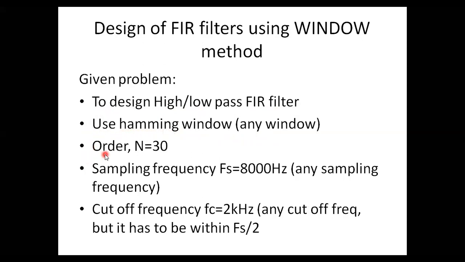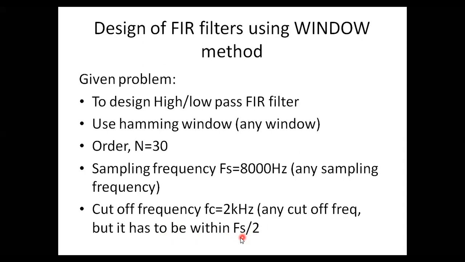The order of the filter is given as N equal to 30, and the sampling frequency fs equal to 8000 is given. Any other sampling frequency also you can use. Next, cutoff frequency is given as 2 kilohertz. Any other cutoff frequency also you can take, but that cutoff frequency should be within fs by 2.